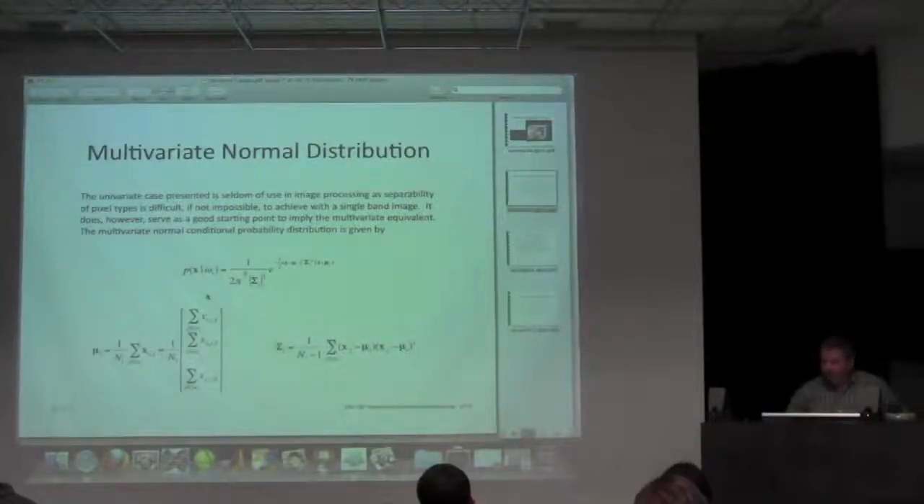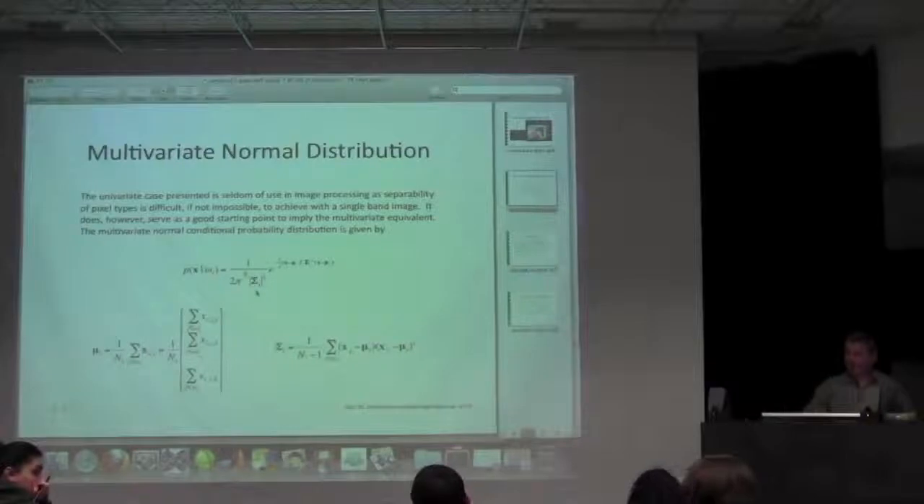So that's the correlation in this sense: band-to-band correlation within a class. Because band 1 and band 2 might be very highly correlated for grass, but that might be very weakly correlated for concrete.